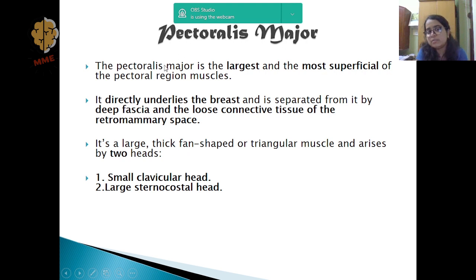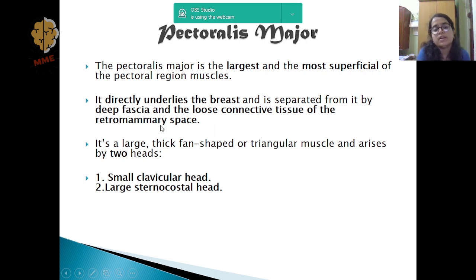Among the pectoral region muscles, the most superficial muscle is the pectoralis major. It is the most superficial of all the muscles of this region, and it is also the largest muscle of this region. It directly underlies the breast, and it is separated from the breast by the deep fascia and the loose connective tissue of the retromammary space.